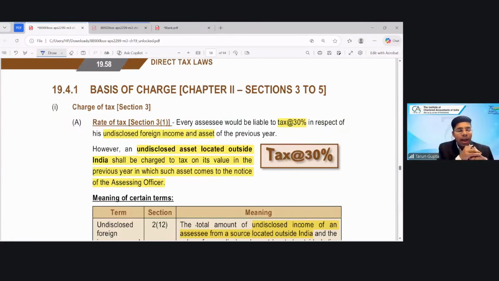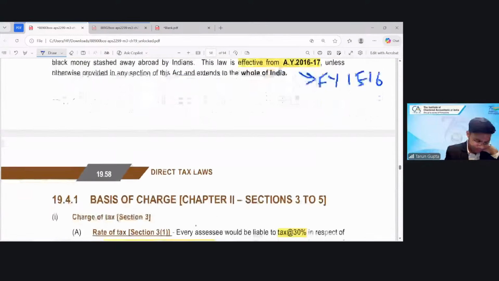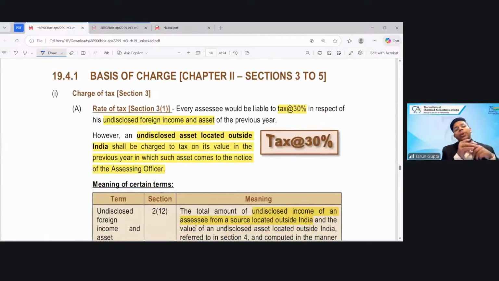What will they do in this Black Money Act? This is actually the Black Money (Undisclosed Foreign Income and Assets) and Imposition of Tax Act. Okay. So what will they do? They will tax the undisclosed foreign income and undisclosed foreign assets at the rate of 30%.